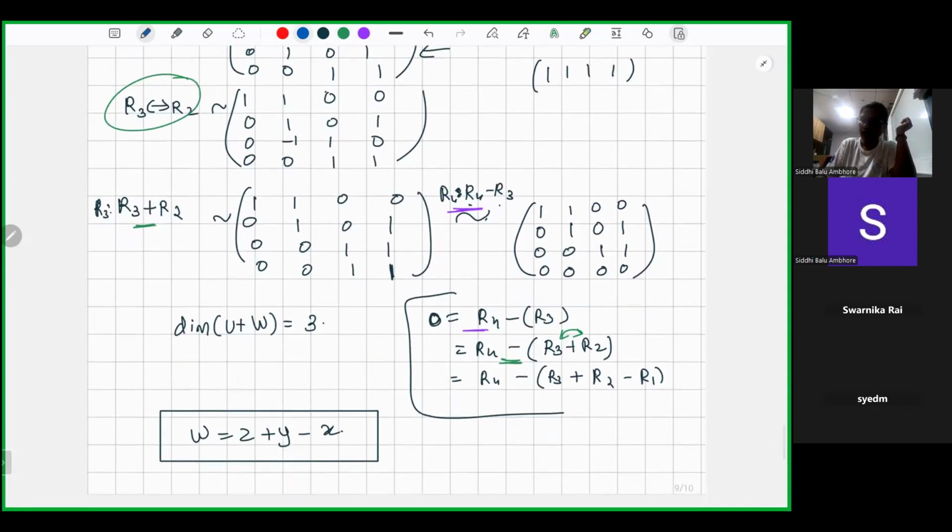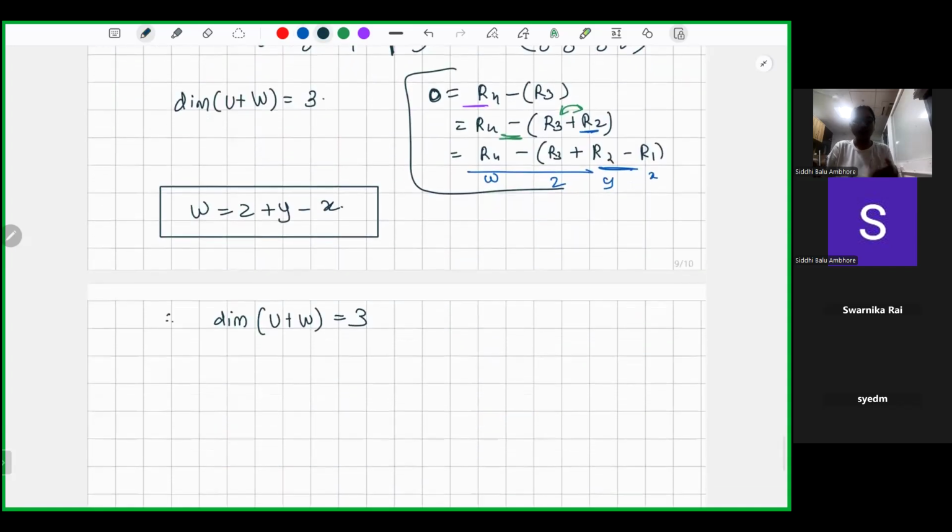Okay, R2 plus R1. And now that R2 plus R1 is here, fine. So that was just to trace how this R4 is a linear combination. When I'm getting this, I'm taking this R4 on the LHS. But what did R4, R3, R2, R1 represent? This was explicitly X, Y, Z, and W. So I could write W in terms of X, Y, Z now.